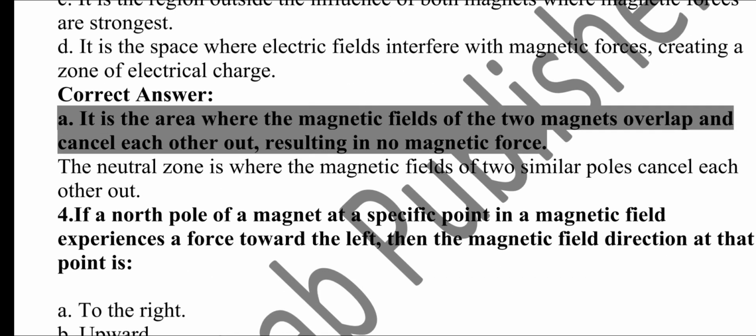So the correct option is A. It is the area where the magnetic fields of the two magnets overlap and cancel each other out, resulting in no magnetic force. The neutral zone is where the magnetic fields of two similar poles cancel each other out.